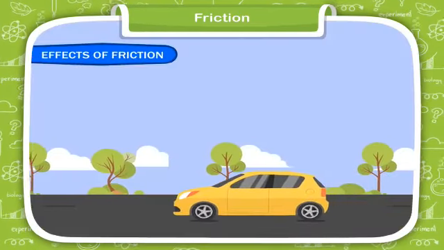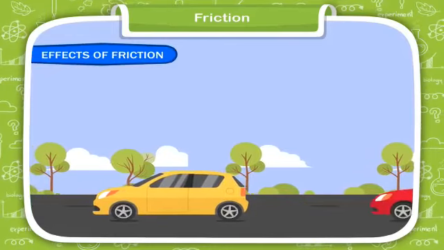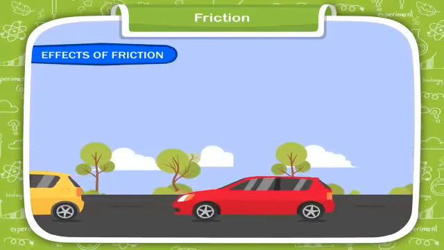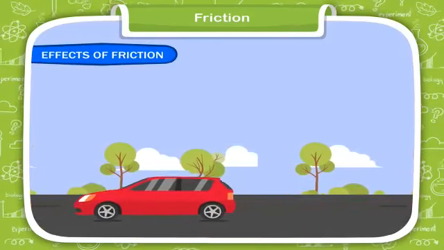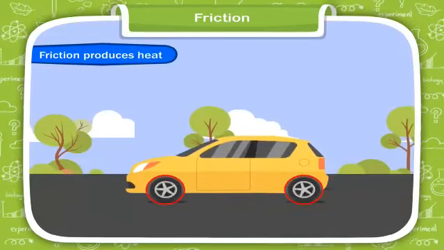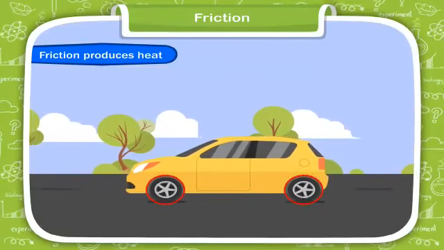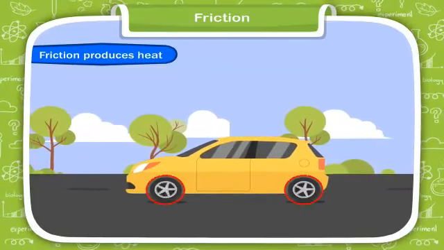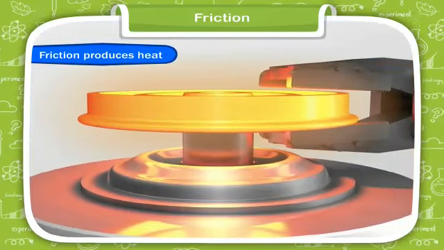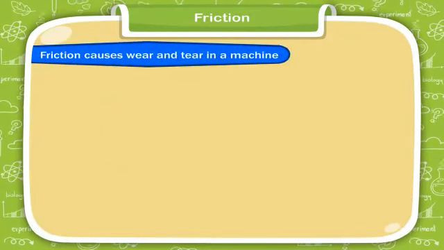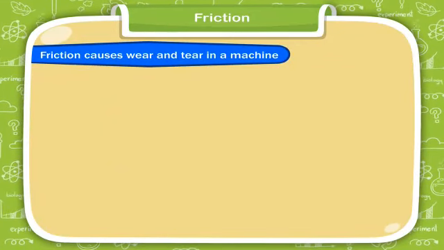Effects of friction. When the surface of a body moves over that of another body, the friction between them shows these effects. Friction produces heat. Frictional force converts mechanical energy into heat energy. For example, moving parts of a machine become hot. Friction causes wear and tear in a machine.